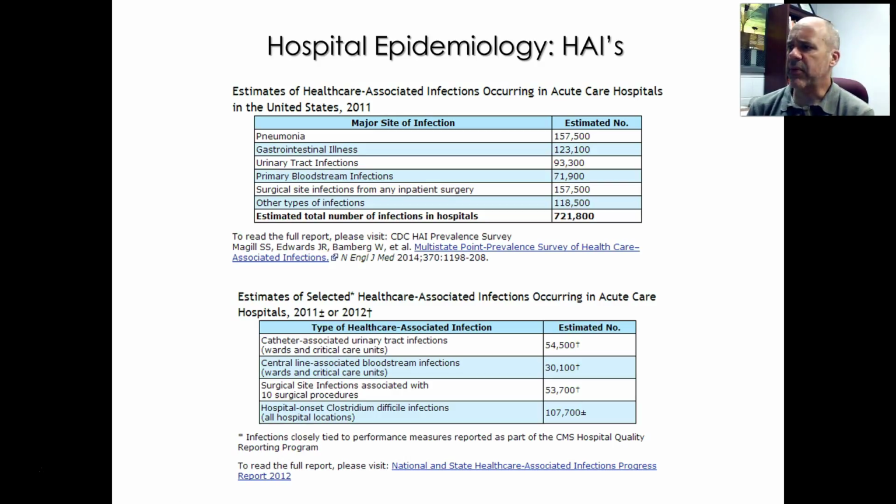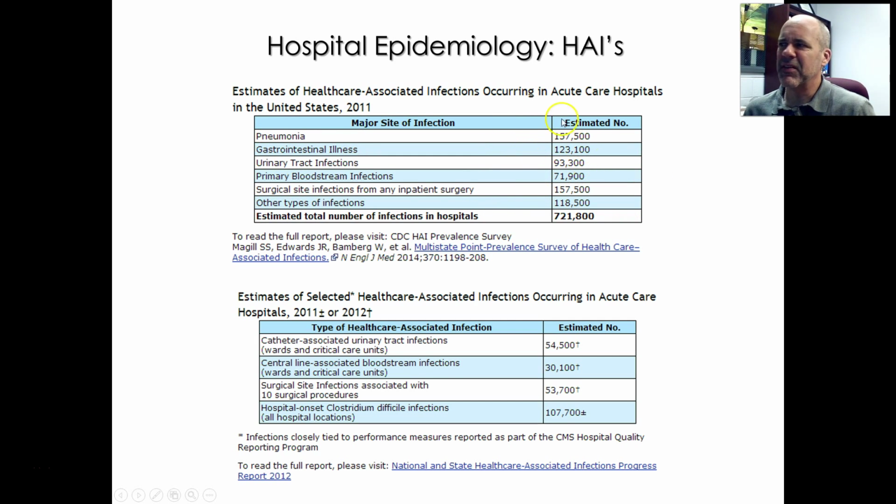These are some statistics I pulled from, I'm pretty sure, the Centers for Disease Control website. If you Google CDC HAI, it'll pull up a very extensive website for you with lots of really good information about healthcare acquired infections and what's the latest info on some of the more common organisms that are associated with those. But some pretty staggering numbers over here. So these are estimates of healthcare associated infections occurring in acute care hospitals in the U.S. in 2011. And so they're showing you some of the sites where these are occurring.